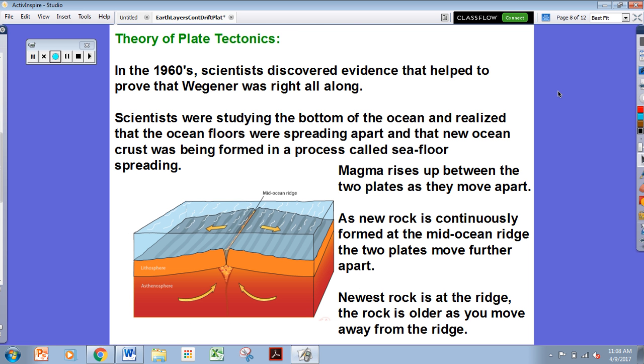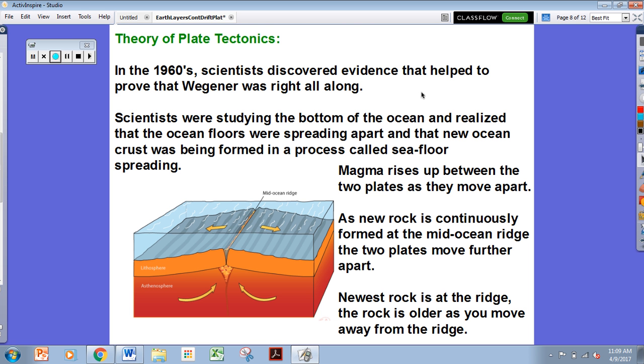So the theory of plate tectonics takes what Wegener found, all that information, and it adds the piece that he could not explain, which is how the plates were moving. So in the 40s, 50s, and 60s, scientists were looking at the ocean floor and mapping it, and they discovered some evidence that proved that Wegener was right all along. They started to realize when they were taking some samples that the crust of the ocean floor is a lot younger than continental crust.